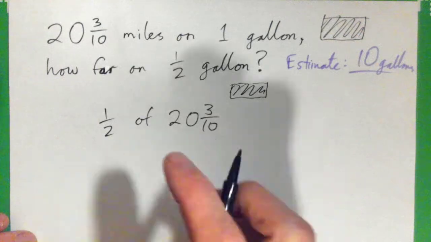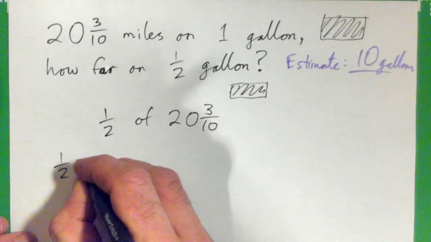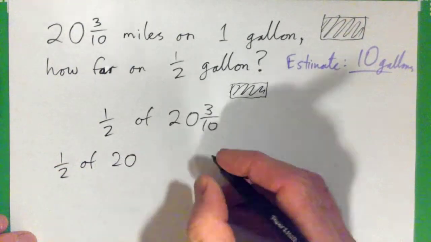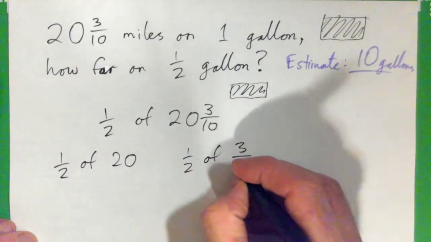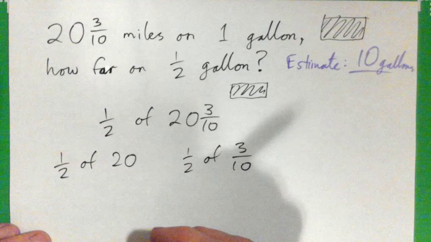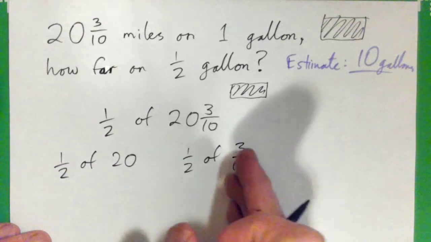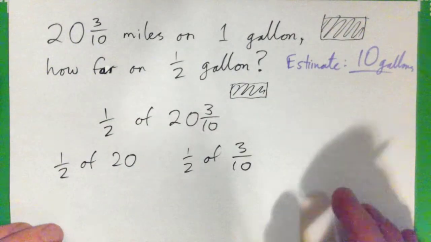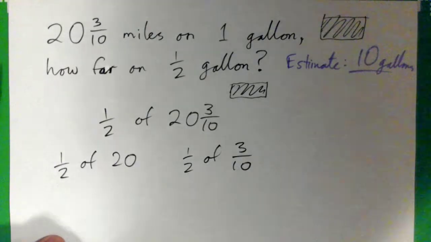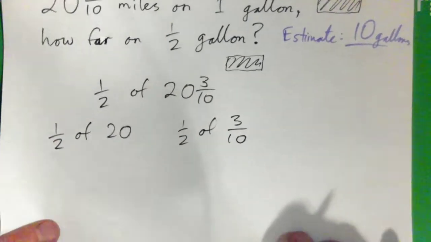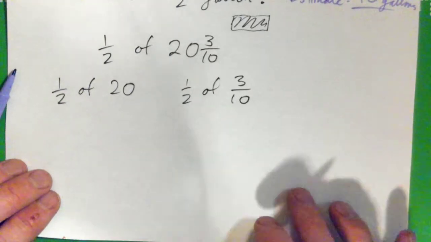One way is we'll just get a half of 20, and then we'll get a half of the 3/10, and then we'll add them together. Sound good? So we'll get a half of each of these one at a time. The other way is to turn it into an improper fraction and do it that way. We can do it that way as well. I will in a sec.